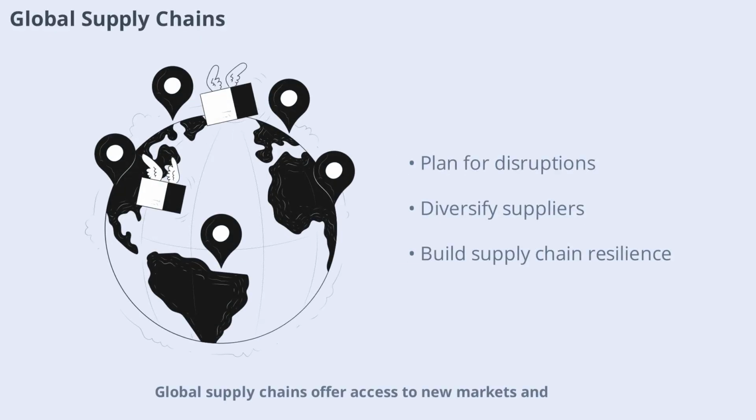Global supply chains offer access to new markets and resources but also expose businesses to risks like political instability, natural disasters, and trade disputes. Managing these risks requires careful planning and diversification. A resilient supply chain is crucial for long-term success.